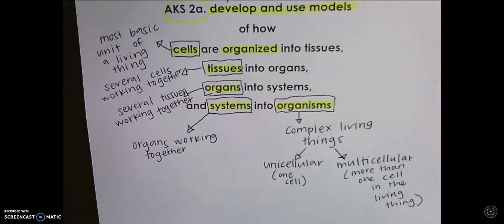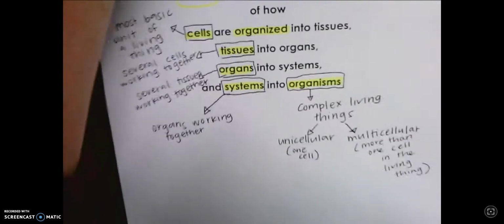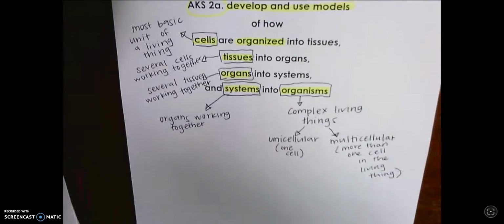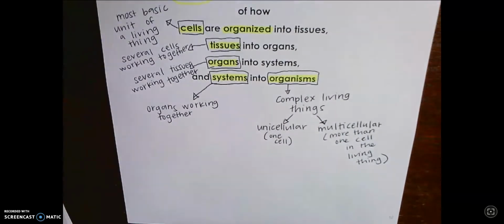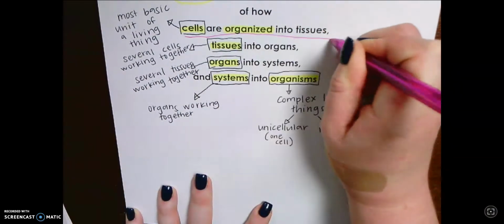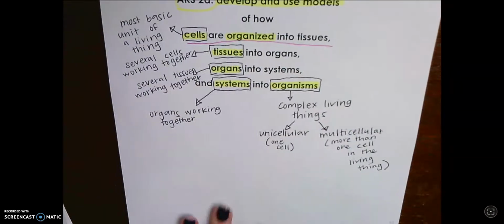So let's talk about an example, and we're going to talk about muscles as our example. I'm going to zoom out just a little bit so that we can see the bottom of my page. This is where I'm going to write this. And I'm going to use some different colors in order to mark this. So I'm going to start with my pink pen. You can use whatever color you choose. I'm going to underline this whole first segment. Cells are organized into tissues. So right down here is where I'm going to put my example.